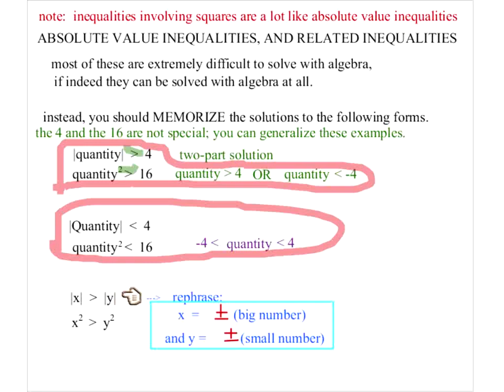If you see x squared is bigger than y squared, realize that these are the same. And also realize that this is what they mean. It means that x is a bigger number than y is, like in terms of size, but that we don't know whether they're positive or negative. All right, smiley face, if these things make sense, you should have all of these guys memorized. Smiley face, if this makes sense.